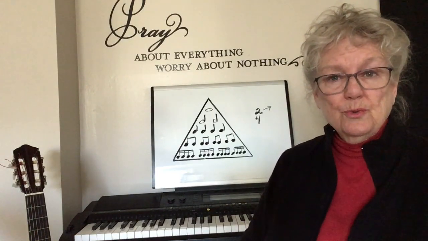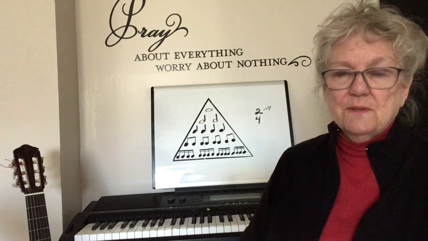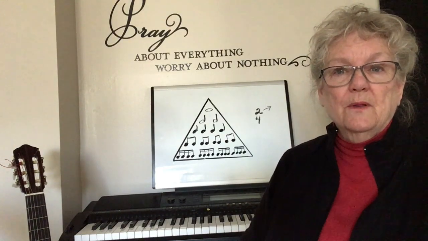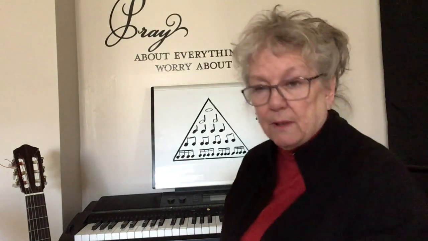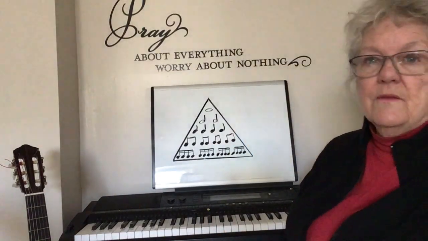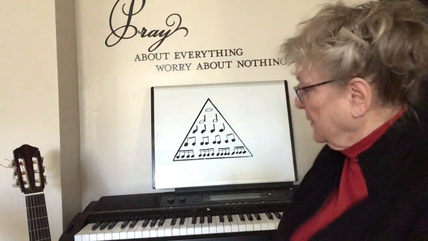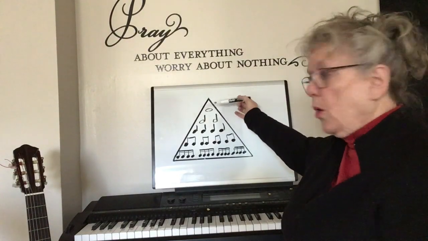This is number 2 in the rhythmic section of our music videos. And today we're going to talk about the pyramid of values. You can see behind me I've drawn this big triangle here. And on the very top is a round kind of oval circle. That's called a whole note.